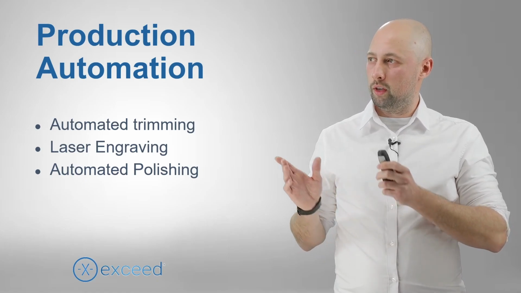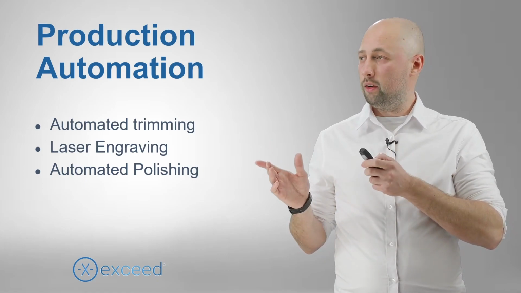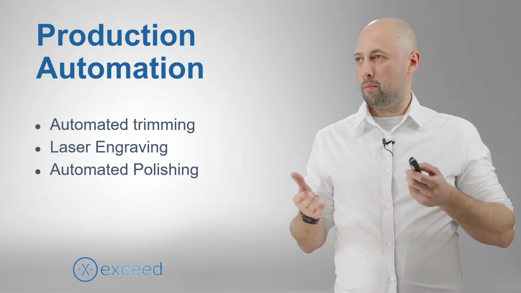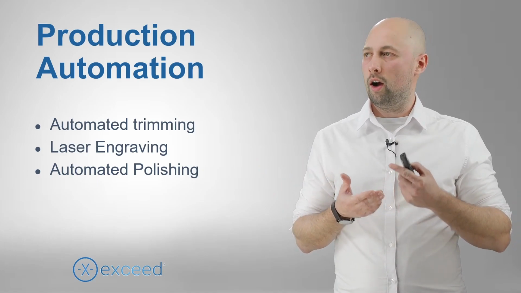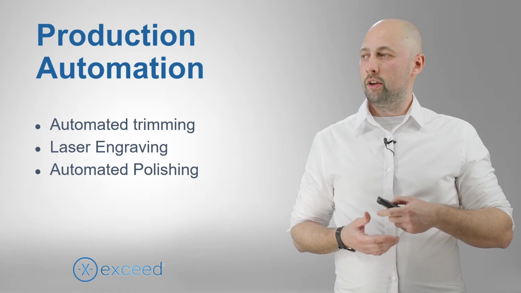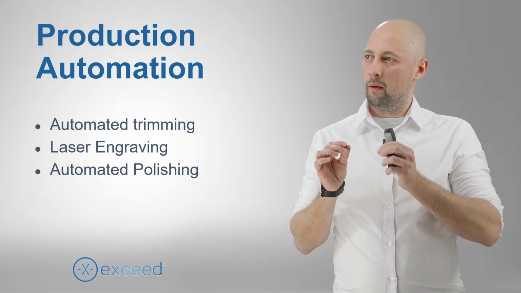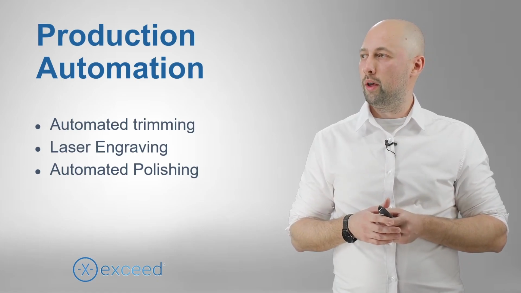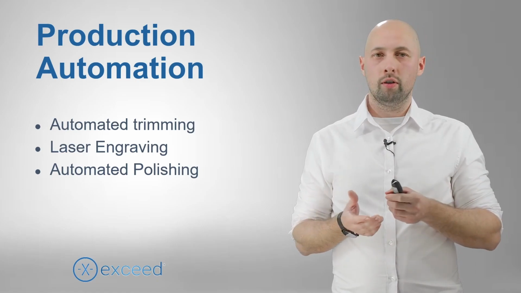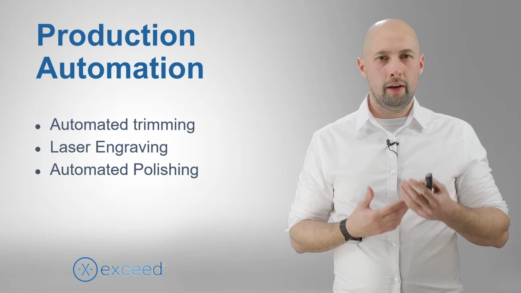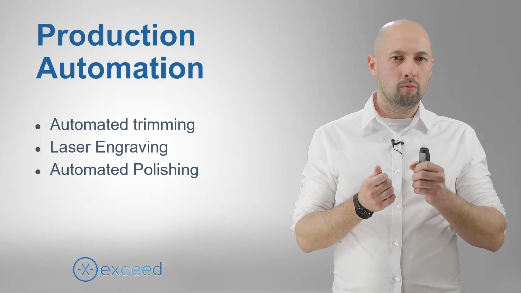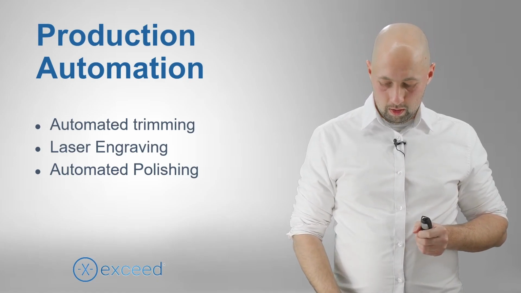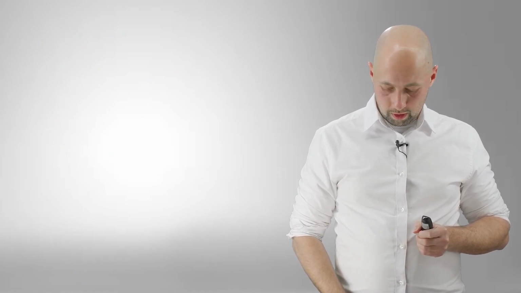So I'm talking about automated trimming, basically machines that will trim your aligners automatically. The laser engraving allows you to put the logo. We will see it right away. And automated polishing allows you to polish your aligners, again, using a machine instead of using the micromotor with the polishing brush. So, first of all, let's take a look at the first video.